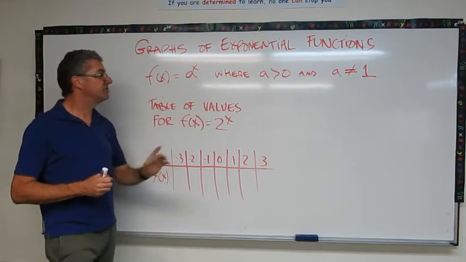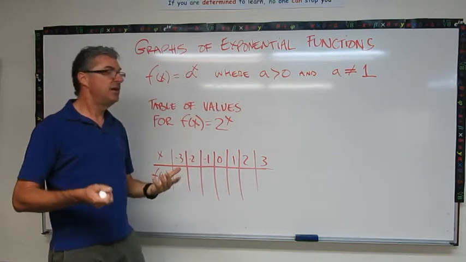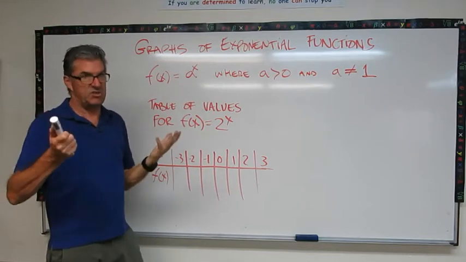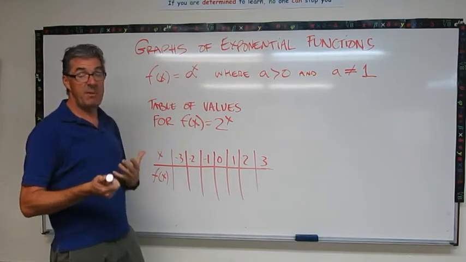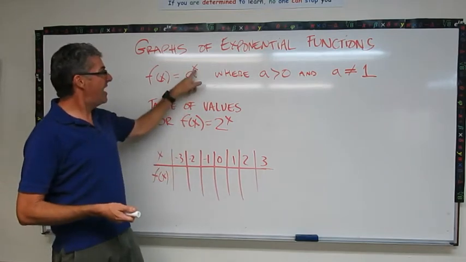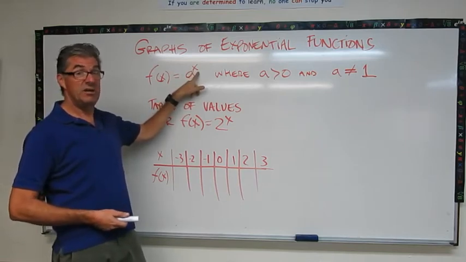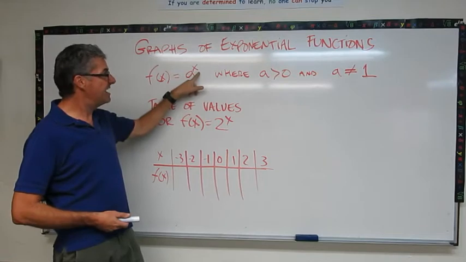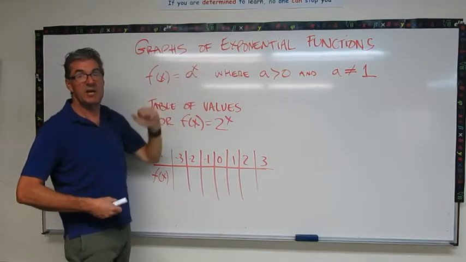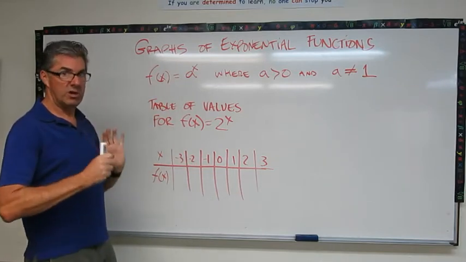Now we have a couple conditions. One, we want a to be greater than 0. Okay? 0 doesn't make any sense because 0 to a power just doesn't do anything for us. So it needs to be positive. If it was negative, think about what happens. If we have an even power, the result is positive. If we have an odd power, the result is negative. So if we had a negative base, that function is going to be flipping back and forth over the x-axis as y goes from negative to positive. We can do that, but for this chapter, we're not going to go there.